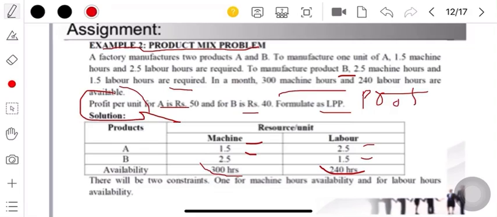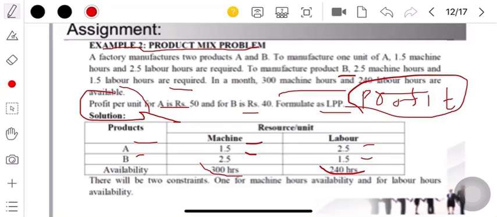And what will we do for the profit? We will try to maximize the profit. He is asking how many units of product A and how many units of product B should be produced in a month, so as to maximize the total profit.